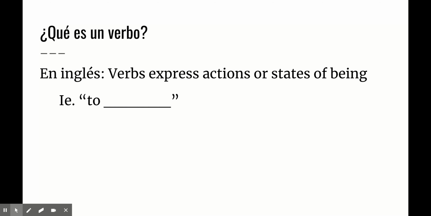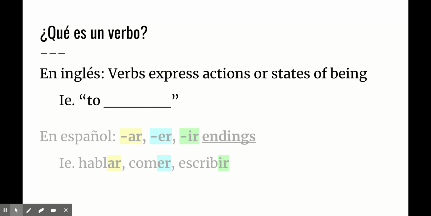In English, verbs express actions or states of being. For example, to eat, to walk, to sleep, to dance, to take a picture. Okay, these are all verbs. They are action words.